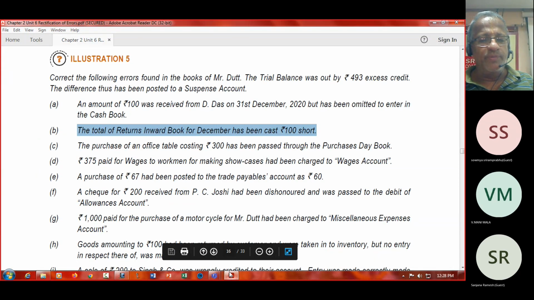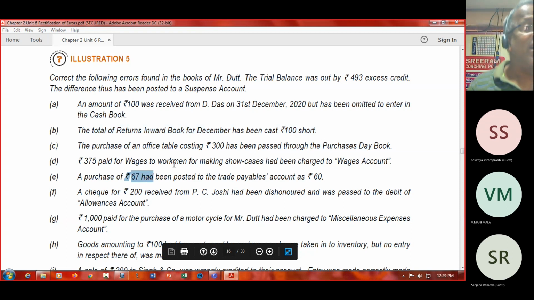A purchase of rupees 367 has been posted to trade payables account as rupees 60. So what sort of mistake is it? Will this affect the agreement of trial balance? Will you be using the suspense account while you rectify? The answer to this question is yes, it is a posting error. How do you know that it is a posting error?